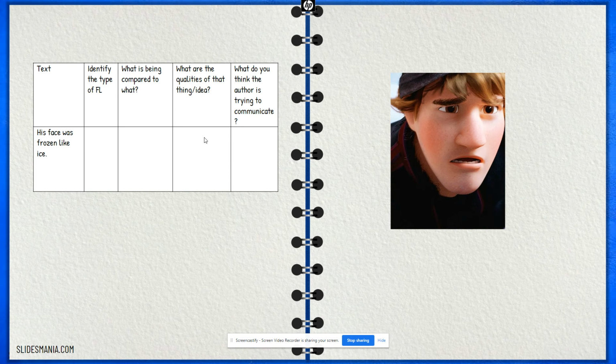What are the qualities of ice? Well, ice is cold and harsh. And so what the author might be trying to communicate here is something like this: somebody's face is totally still, possibly looking cold, and it's probably not a very positive thing that they're trying to communicate.